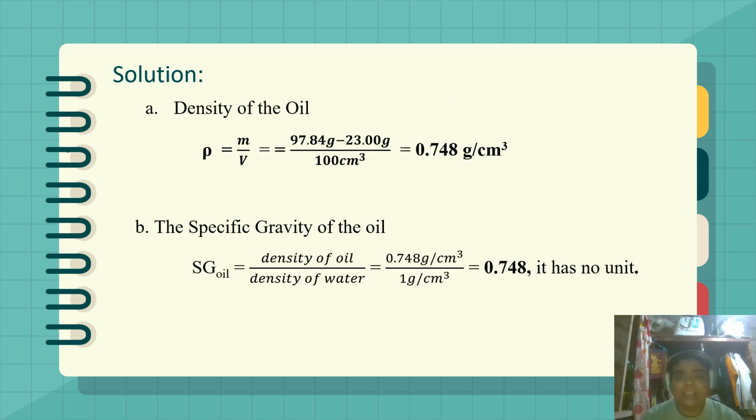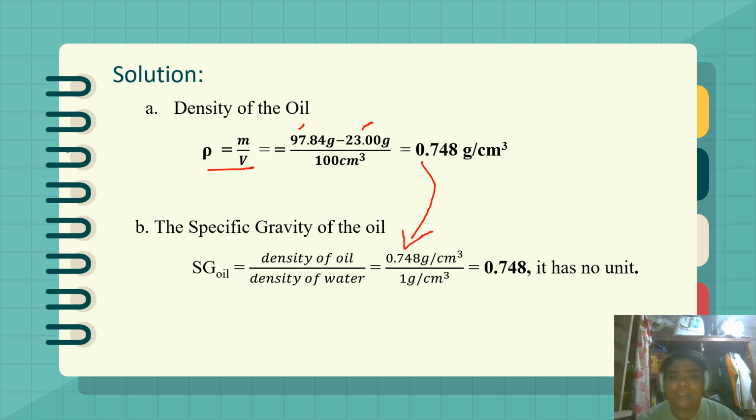Now to solve this, for the density of the oil we will use the formula rho equals mass over volume, equals 97.84 grams minus 23. This one is with oil, and this is the empty flask from before. So we subtract, divided by 100 cubic centimeters, equals 0.748 grams per cubic centimeter. Since you have solved this, you will now use it to solve the specific gravity of the oil.